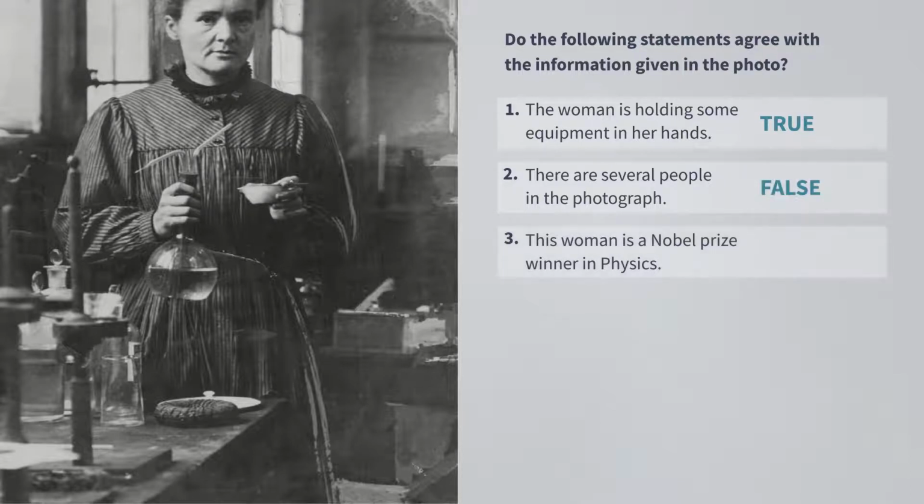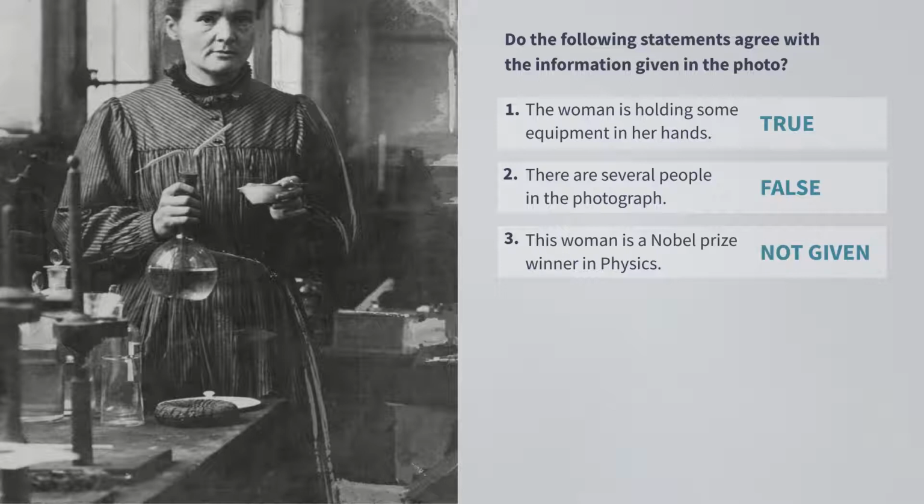Statement number 3. This woman is a Nobel Prize winner in physics. Now that's interesting. Do you know that Marie Curie is a Nobel Prize winner? Maybe you've heard about it. But does the photograph tell us anything about it? No. Does the photo tell us that it's not true? No. The photo simply doesn't tell us about this statement. So the third fact is not given.